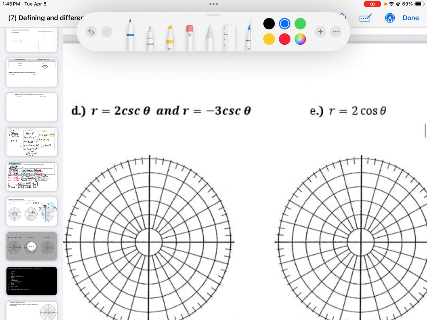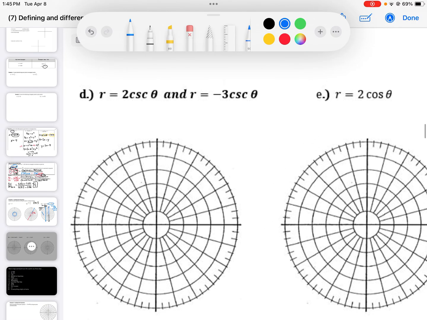All right, let's do another one similar to that. So now I get r is equal to 2 cosecant theta. So I'm going to replace cosecant with 1 over sine.